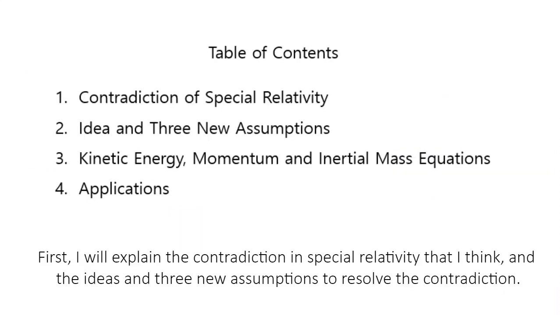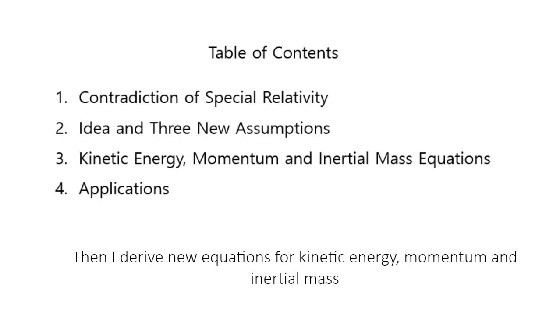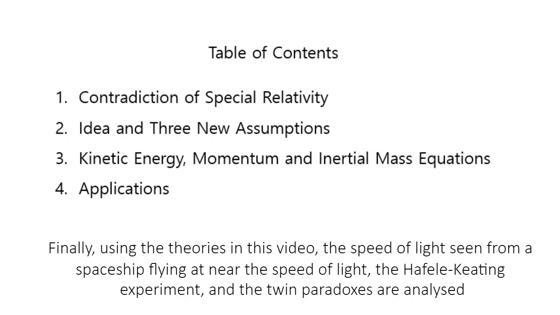First, I will explain the contradiction in special relativity that I think, and the ideas, and 3 new assumptions to resolve the contradiction. Then, I derive new equations for kinetic energy, momentum, and inertial mass. Finally, using the theories in this video, the speed of light seen from a spaceship flying at near the speed of light, the Haffel-Keating experiment, and the twin paradoxes are analyzed.